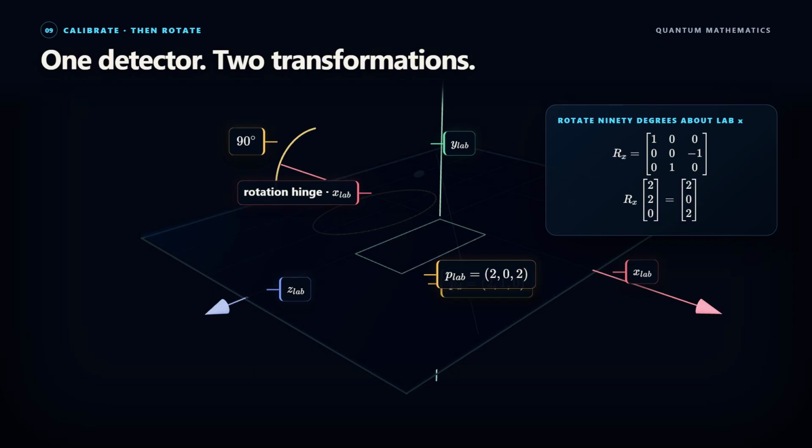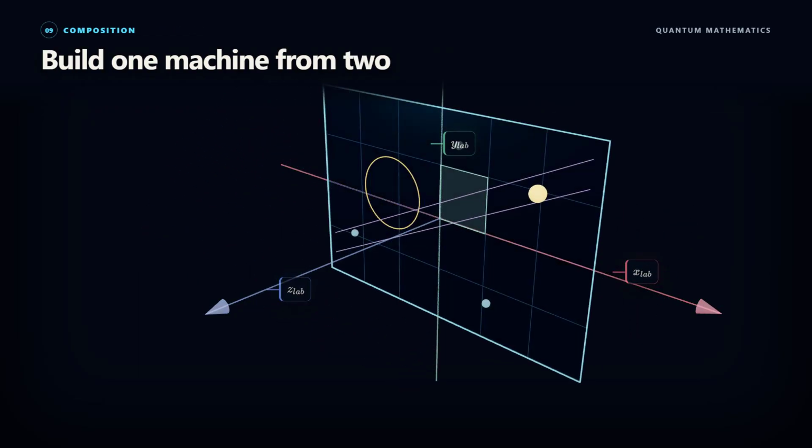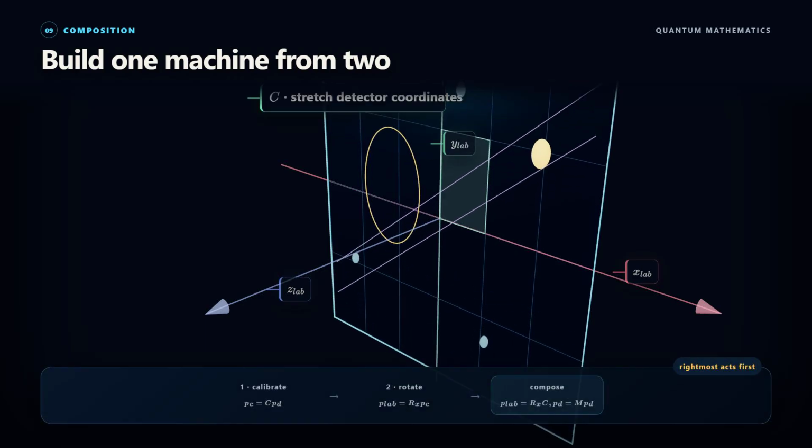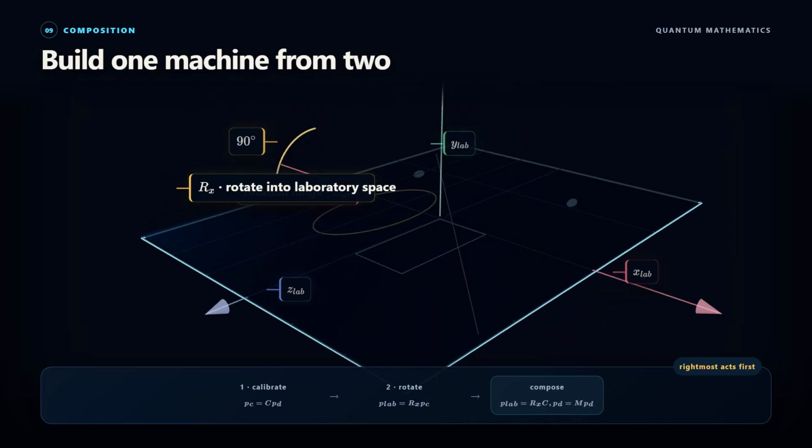The same event has passed through three descriptions: a raw pixel address, then a calibrated detector position, then a laboratory position. No point was recomputed by hand. Two matrices supplied two rules for the whole geometry. The detector pipeline now reads, calibrate first, rotate second. For every raw coordinate column P sub D, we could write two separate lines. First, P calibrated equals C P sub D. Then, P laboratory equals R sub X times P calibrated.